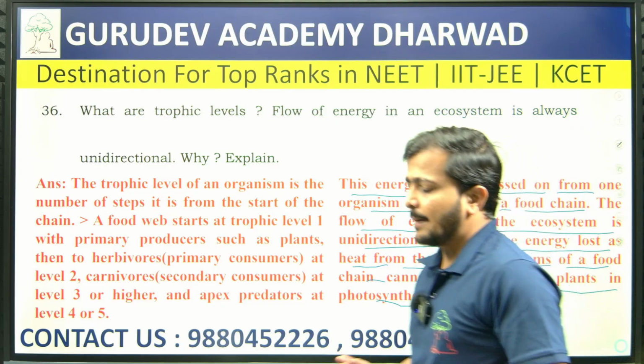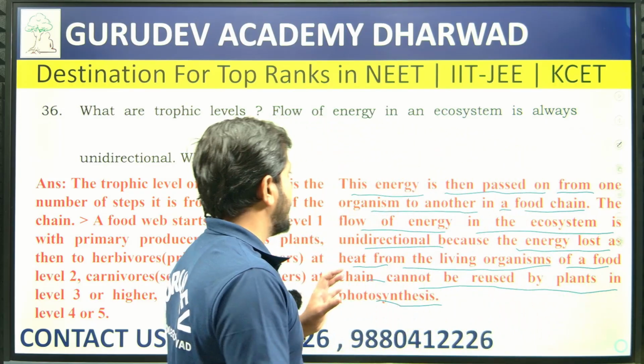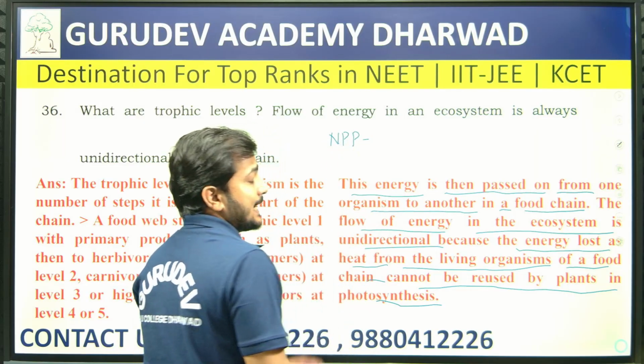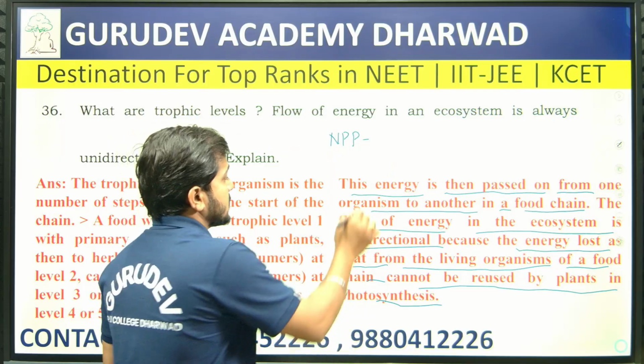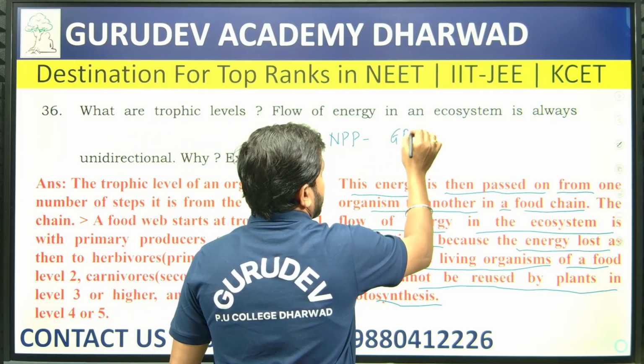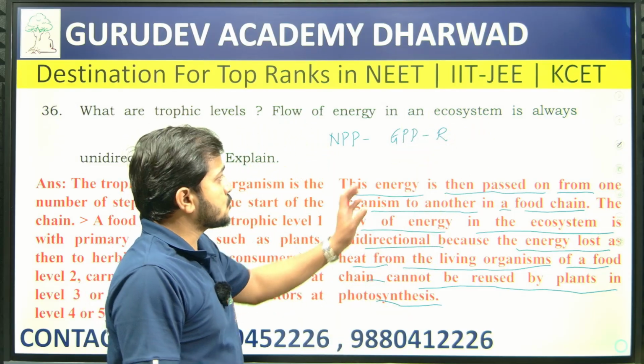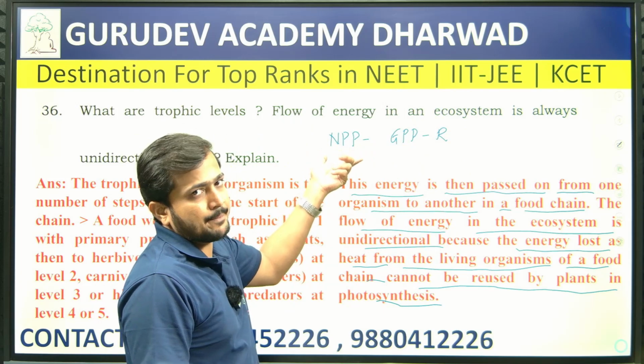Now what is going to happen here? We are going to calculate mainly the net primary productivity that is produced by the plant, with respect to the gross primary productivity, and even the respiratory loss or heat loss. So that is going to give me the net primary productivity.